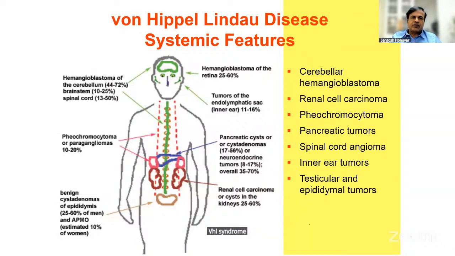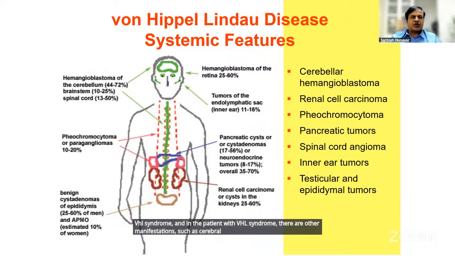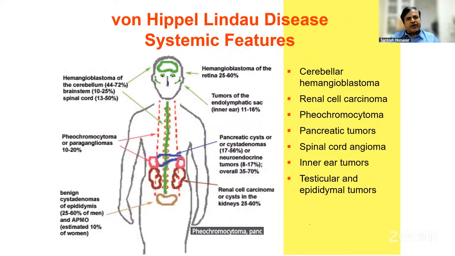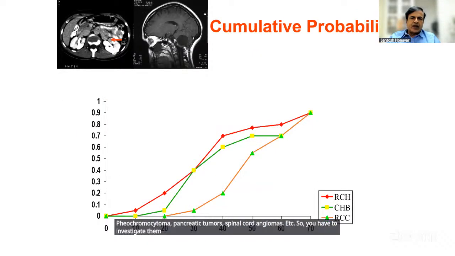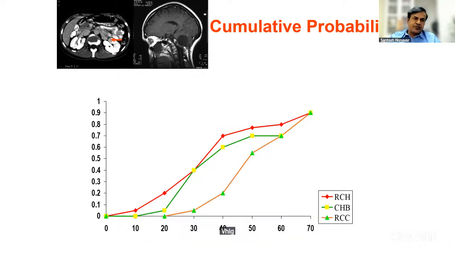And in the patient with VHL syndrome, there are other manifestations such as cerebellar hemangioblastoma, renal cell carcinoma, pheochromocytoma, pancreatic tumors, spinal cord angiomas, etc. So you have to investigate them. Again, as an ophthalmologist, if you encounter a patient even with unilateral unifocal retinal capillary hemangioblastoma, the first test that you do is VHL gene, if it is possible at all. It is available, it is possible, so you should do it.